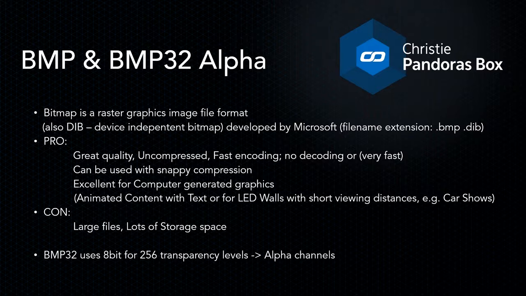You have Bitmap 32, which has one channel left for the alpha channel. So with this added channel, you have 256 transparency levels. After bitmap, we come to DDS.